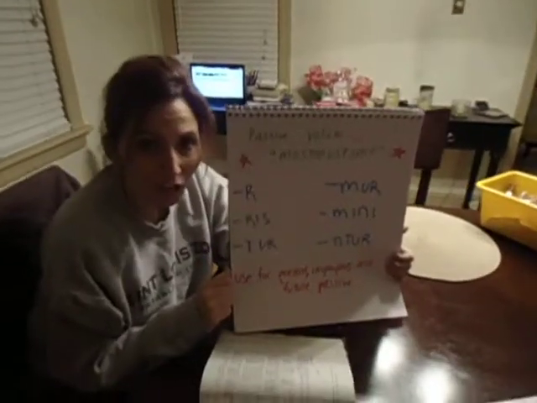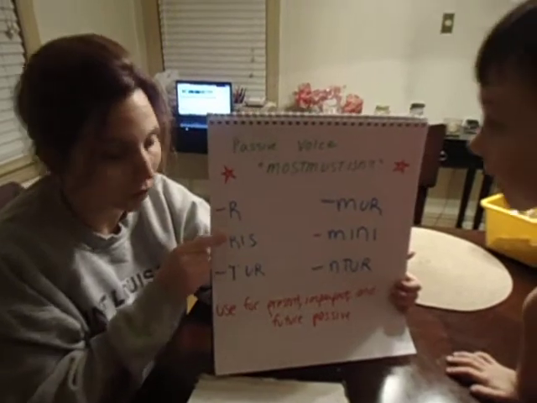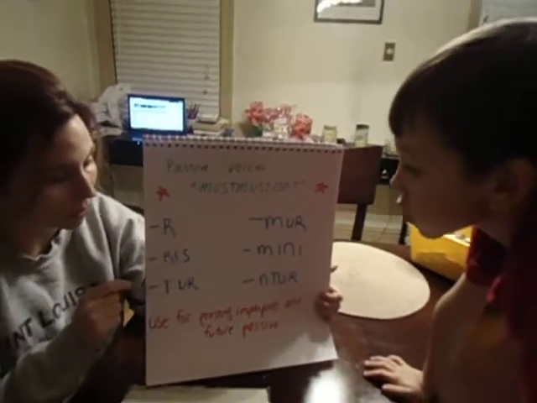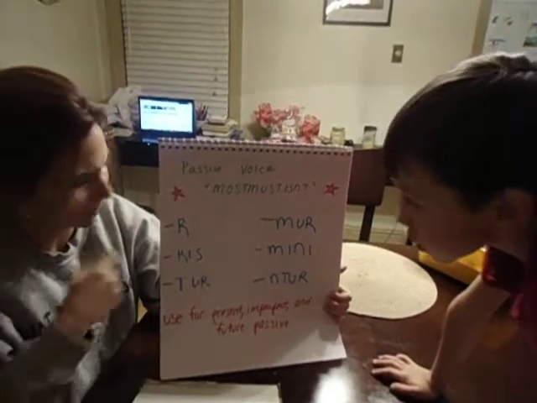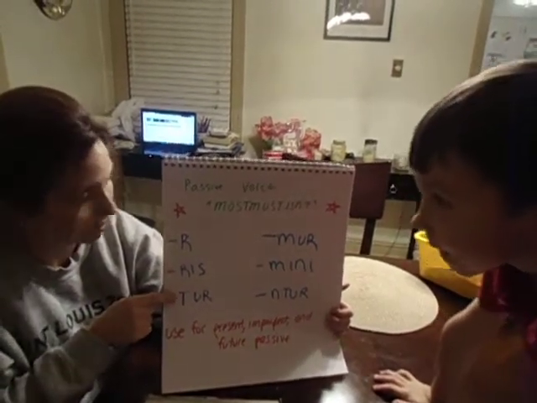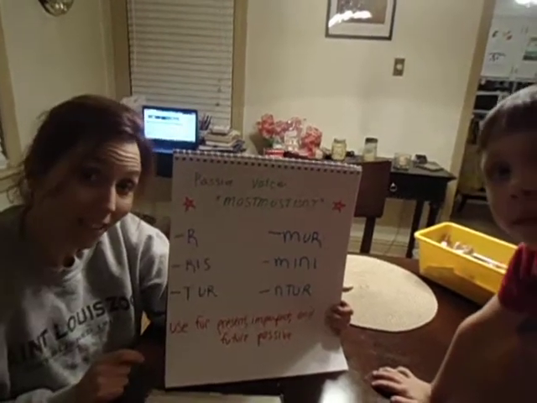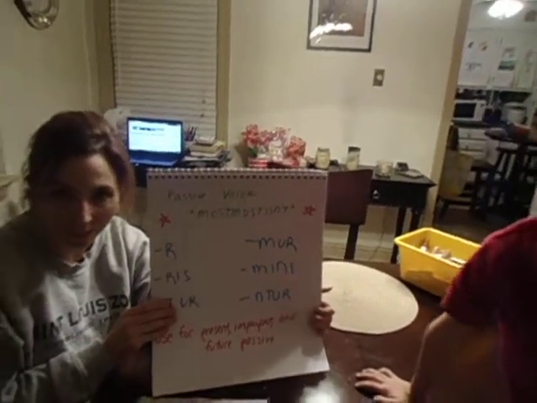Now, if you just see this attached to the end of a verb, that's present passive. I am loved, you are loved, she, it is loved. We are loved, y'all are loved, they are loved. Happy Valentine's Day. So that's present passive.